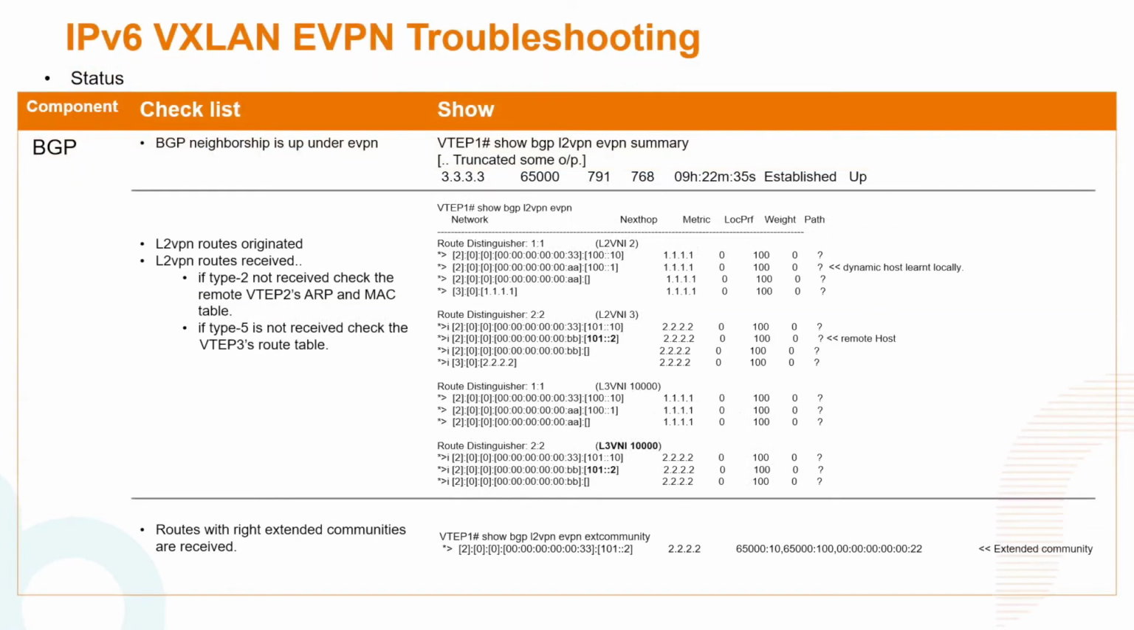Coming to the BGP component here, check show bgp l2vpn evpn summary and check the neighbor is established. And in the show bgp l2vpn evpn table, ensure that the L3 VNI for that particular route is received or advertised. Coming to the extended communities, ensure that whatever extended communities you receive for a particular route match the import route targets configured on the VRF. Only then would the importing of the routes happen.